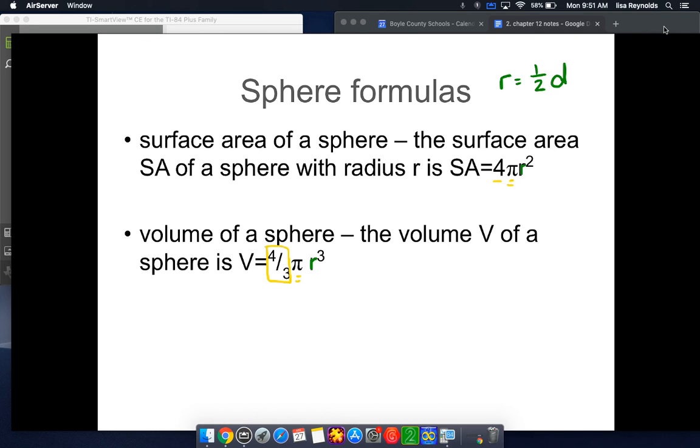Also notice the difference in the units. Areas are square units, and we square the radius. Volumes are cubic units, and we cube the radius.